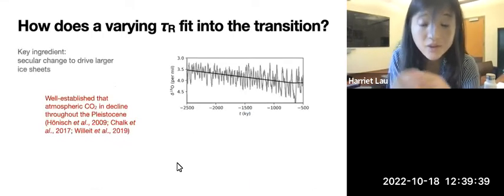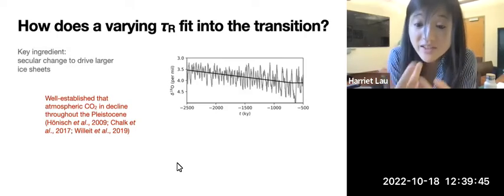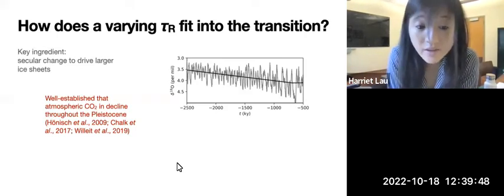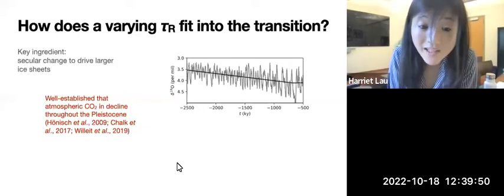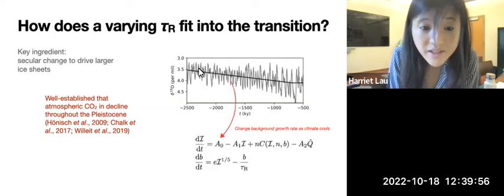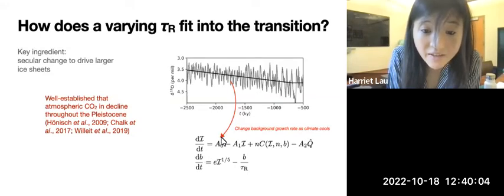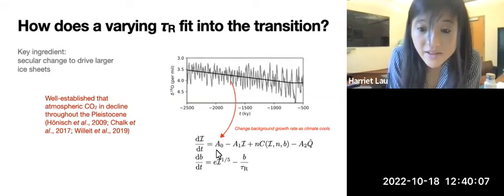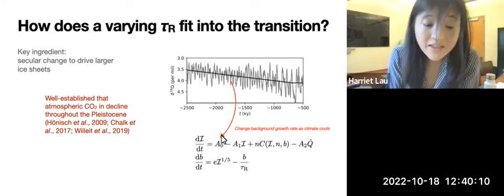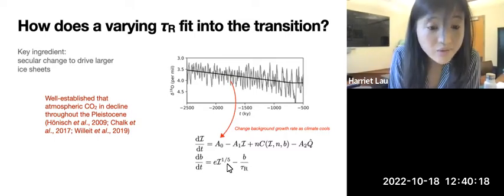Okay. So a key ingredient is that we need a secular change to drive larger ice sheets. And this is provided by the fact that climate was cooling throughout the Pleistocene. And so to mimic this for our ice sheets, we're going to take a secular trend through the oxygen isotope time series. And we'll use actual values from Saltzman's and Marsh's papers to match this decline to changing background states of growth rate. And so as the ice masses get bigger, what we're going to do, as I said, is adjust tau R as this simulation evolves.